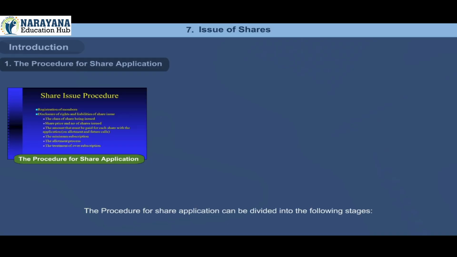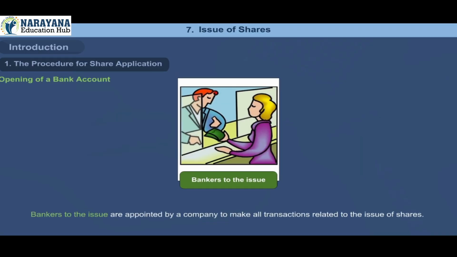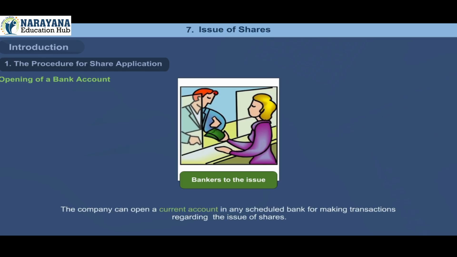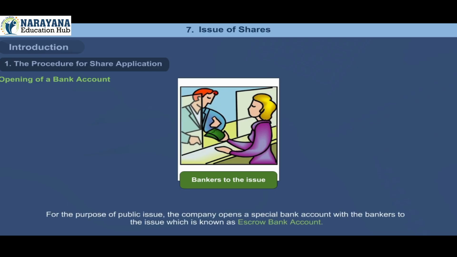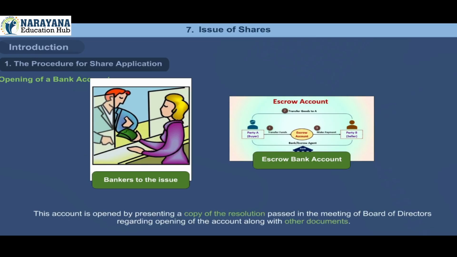1. The procedure for share application. The procedure for share application can be divided into the following stages. Opening of a bank account. Bankers to the issue are appointed by a company to make all transactions related to the issue of shares. The company can open a current account in any scheduled bank for making transactions regarding the issue of shares. For the purpose of public issue, the company opens a special bank account with the bankers to the issue, which is known as escrow bank account. This account is opened by presenting a copy of the resolution passed in the meeting of Board of Directors regarding opening of the account along with other documents.